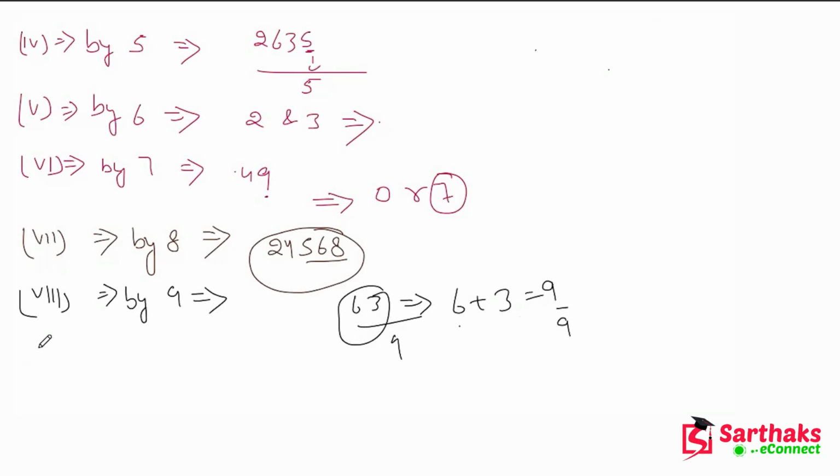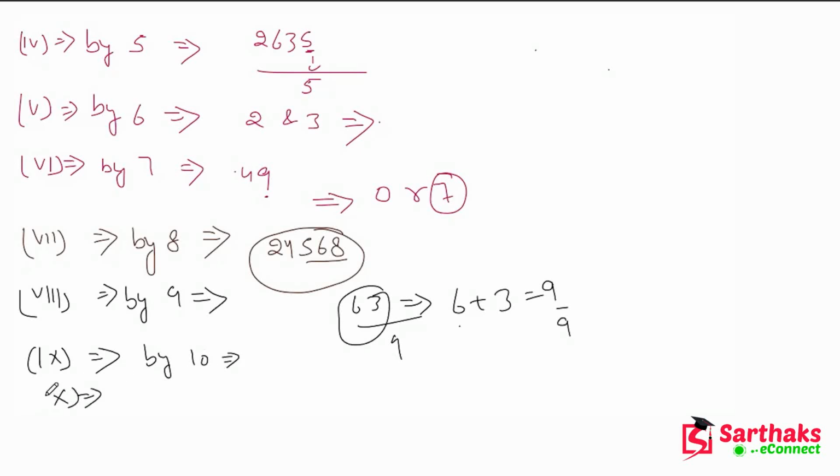Now, case number 9. In this case, by 10. 10 is very important, and 10 is very easy. A number whose unit digit is 0 can be easily divisible by 10. So there is no further concept.